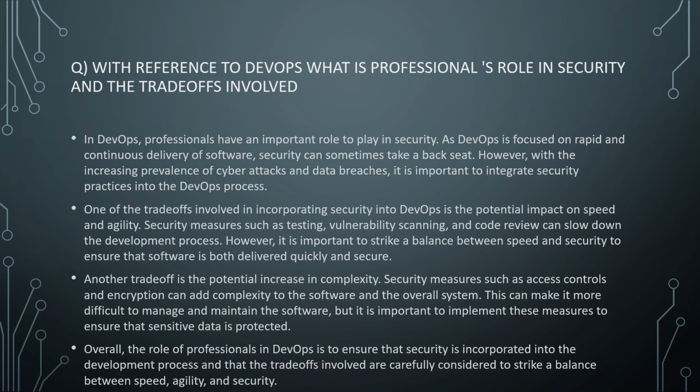Another trade-off is the potential increase in complexity. Security measures such as access controls and encryption can add complexity to the software and the overall system. This can make it more difficult to manage and maintain the software, but it is important to implement these measures to ensure that sensitive data is protected.